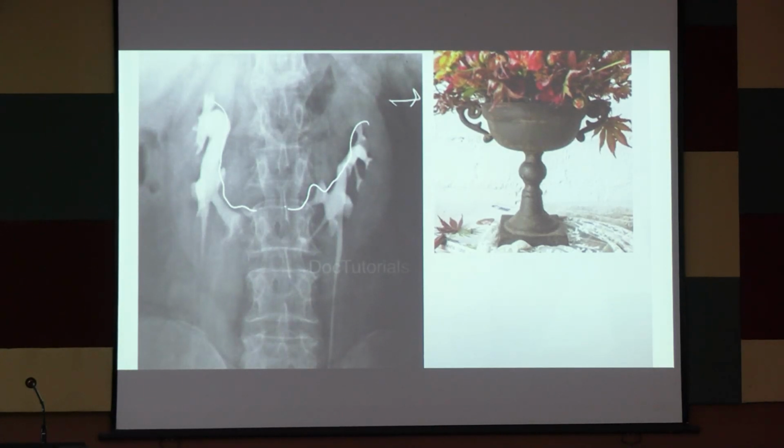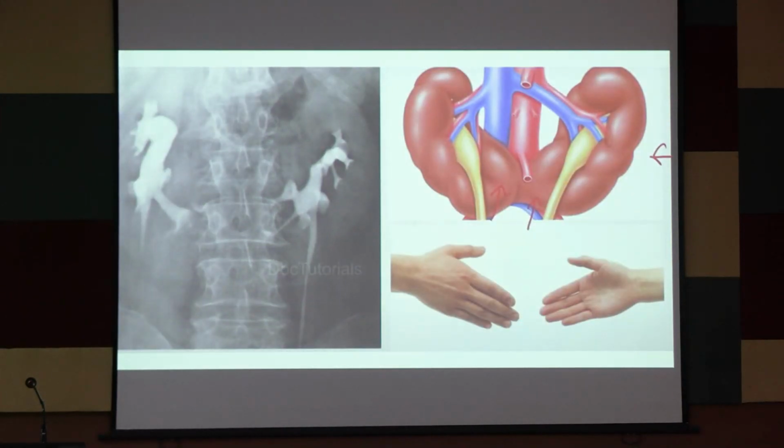I'm going a bit fast now. Two signs in horseshoe kidney: the flower vase sign, which is above, and the handshake sign, which is below. What you need to remember is that the inferior calyx is pointing medially. This is the highlight point for a horseshoe kidney. Normally all calyces are pointed laterally. In this case, the inferior calyx is pointing medially because of the fusion, and this particular fusion is called the isthmus.